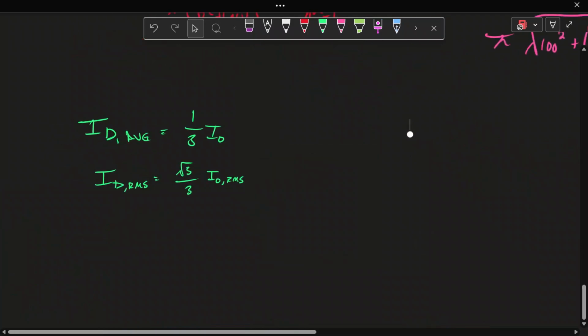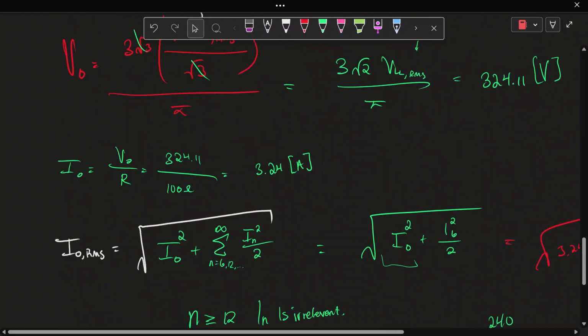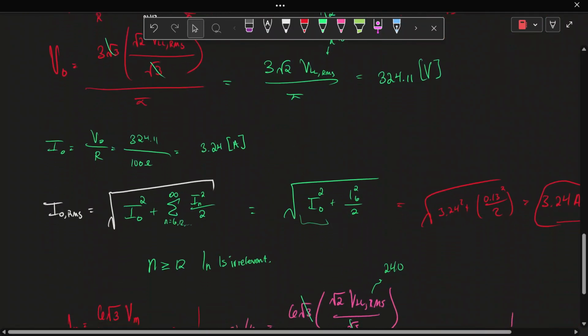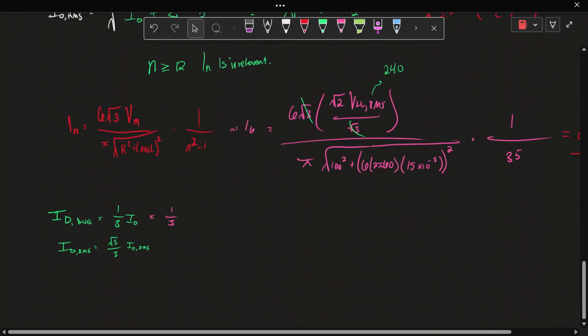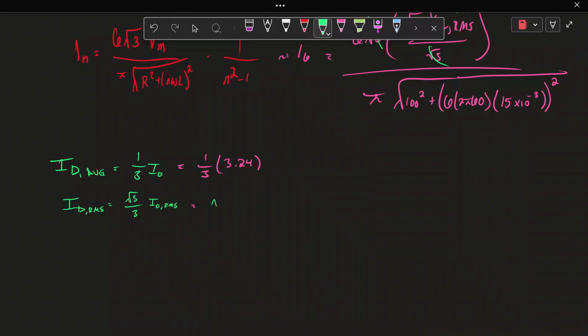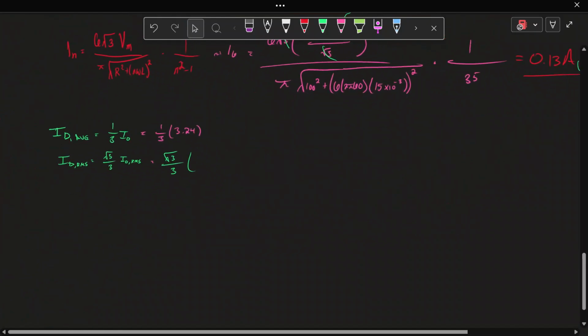And what are we going to notice? We already have these values. You notice we have 1/3 the average load current. What is that? Well, we have it up here. It's going to be about 3.24 amps. So we're going to plug that into this equation, and we are going to get an answer. And for the RMS diode current, we're going to do the exact same thing: square root of 3 over 3 times the IO RMS current, which is what? 3.24 again?